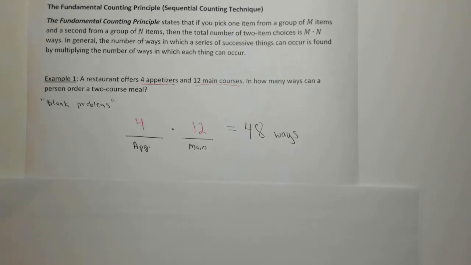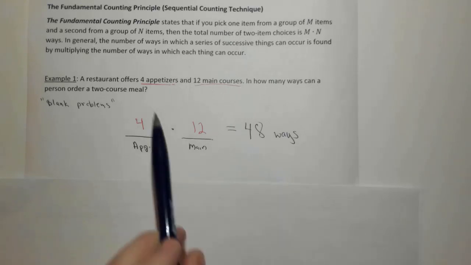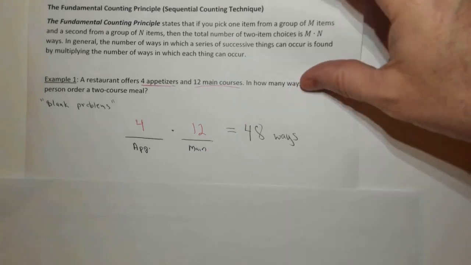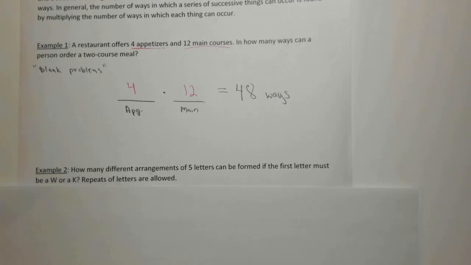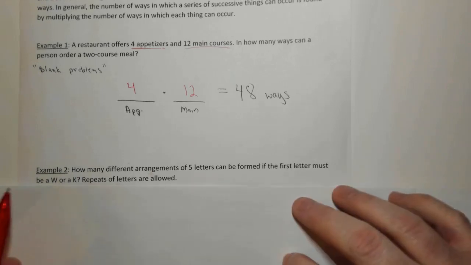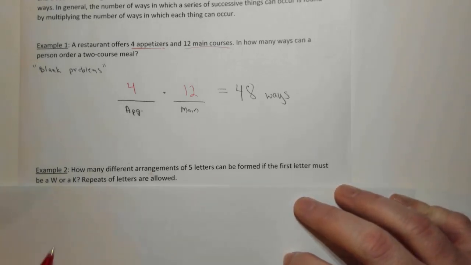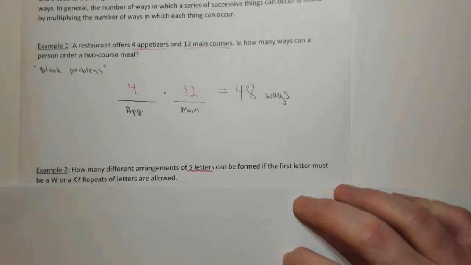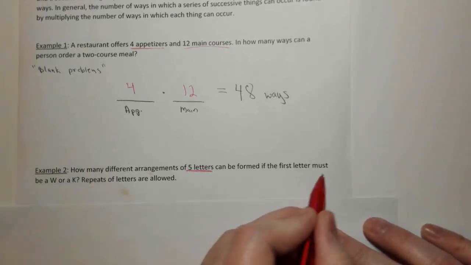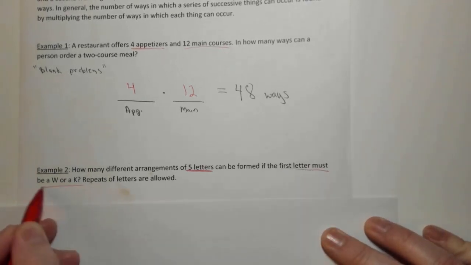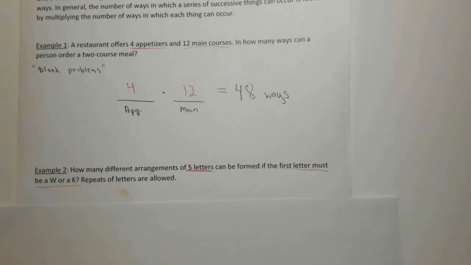This first example is an example where there's no restrictions on the items. In the homework, the ones that are going to give you trouble will be more like example 2, where there are some restrictions on some of the blanks. So, how many different arrangements of 5 letters can be formed if the first letter must be a W or a K? Forgive the coffee stain right there.